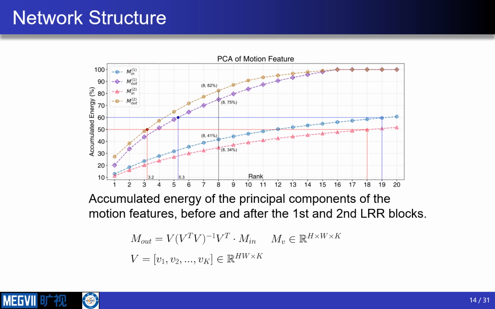This figure describes the accumulated energy of the principal components of the motion features, before and after the first and second LRR blocks. The number of principal components is reduced obviously, which reflects that the rank of the motion feature is highly reduced. On the other hand, the motion outliers are motions caused by dynamic contents or non-planar depth variations outside the solution space of a single homography, which will be excluded during the rank reduction.